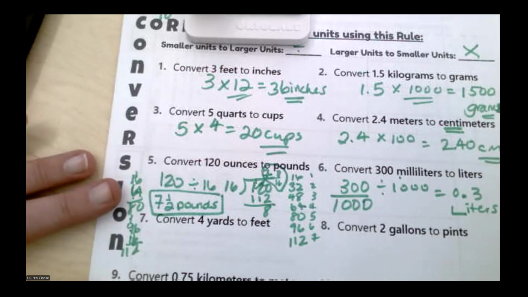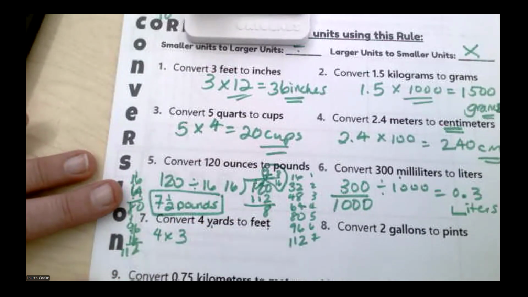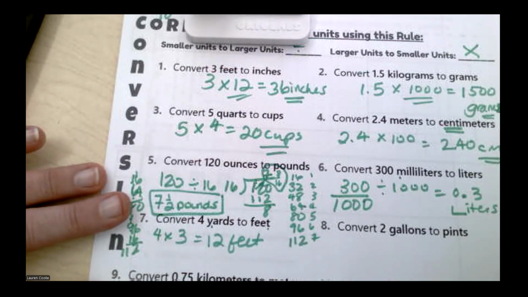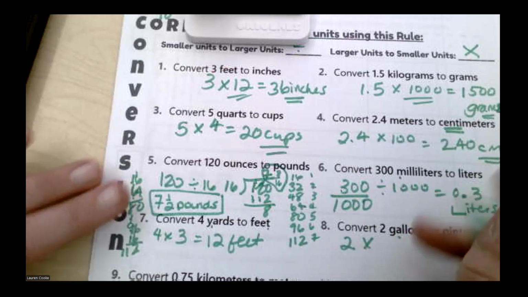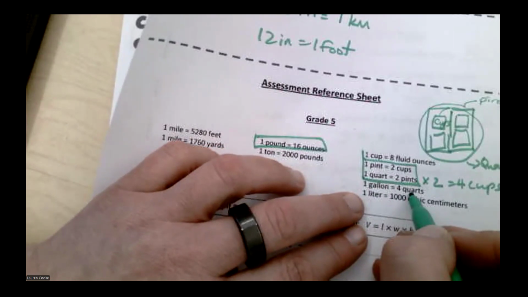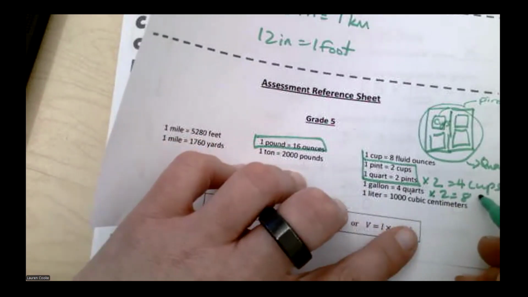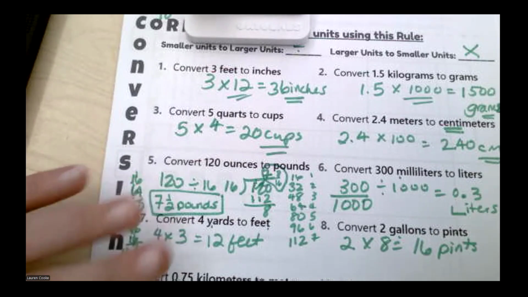Okay. 4 yards to feet. That's multiplying because I'm going from larger to smaller. And that has to be in my loadout. 3 feet equals 1 yard. So 12 feet. Okay. 2 gallons to pints. That's larger to smaller, and that's on my reference sheet. Gallons to pints. 1 gallon equals 4 quarts, but each quart equals 2 pints. So I'm going to get 8 pints. So I have 2 times 8, and that's 16 pints. That would be 32 cups, by the way.